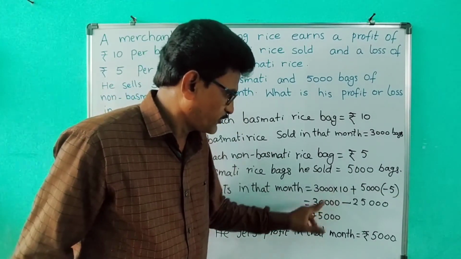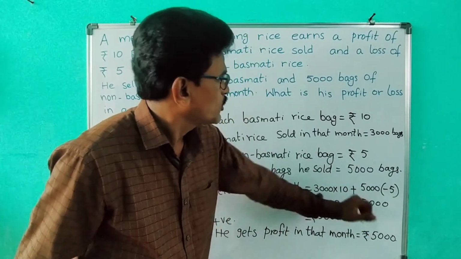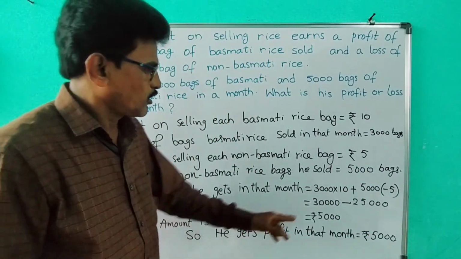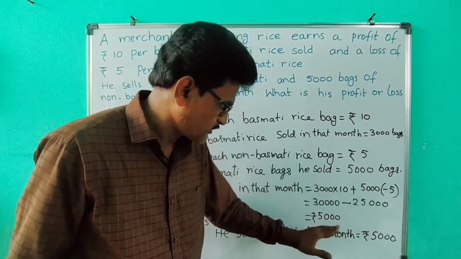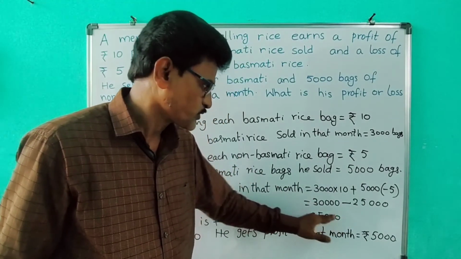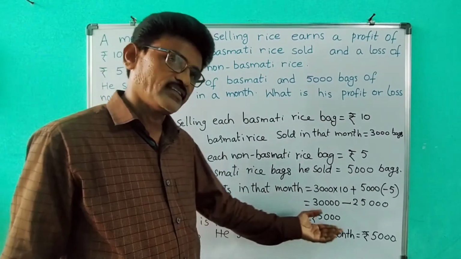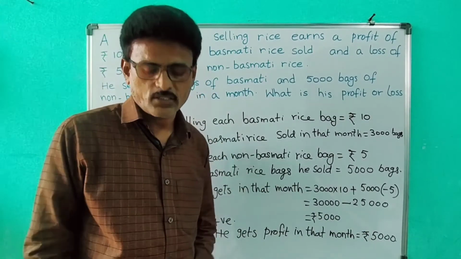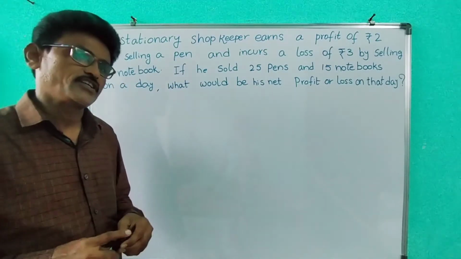So 3000 into 10, that is 30,000. 5000 into 5, that is 25,000. Okay. So profit is 30,000, loss is 25,000. Here we are getting a difference of 5,000. This is a positive value, means profit. So he is getting a profit in that particular month of 5,000 rupees. Okay. And now with a simple problem we will finish this video.